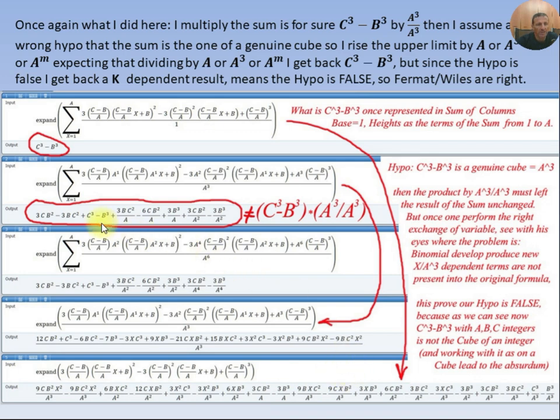And if we multiply the upper limit by a, or equivalently we multiply the internal terms by a square or a cube, and we divide all by a cube, we return with a result that is no longer equal to c cube minus b cube. We can prove this because by changing the multiplicator factors, so putting here a square or here a cube, we get back different results. So this is not k invariant, so this is not the genuine power of an integer.